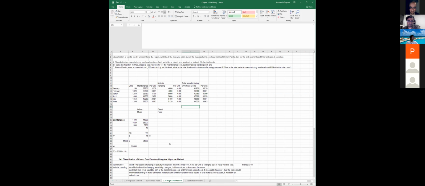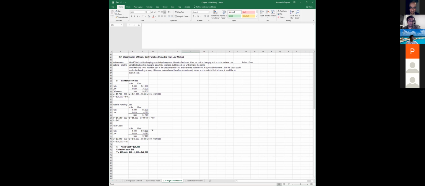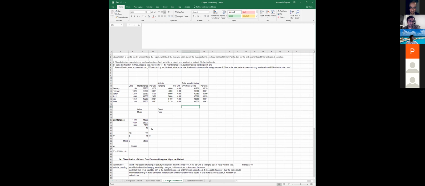But we got another high-low method here, so do this one as well. This one's a little more intense. So definitely do these two problems before the quiz next week. Now, this one's also going to talk about variable and mixed costs. And this will also show you, remember we're talking about variable costs and how they're basically constant within the relevant range. When you guys do the calculations, you'll see that here.